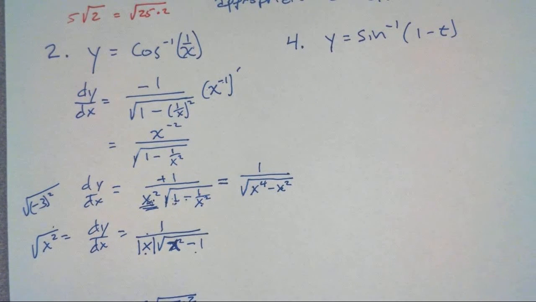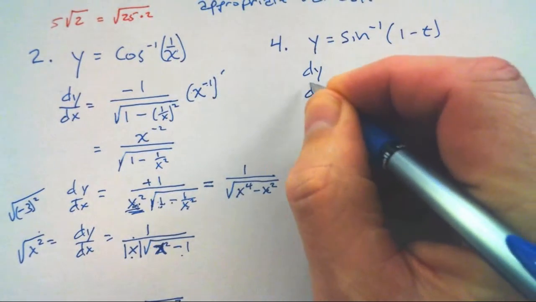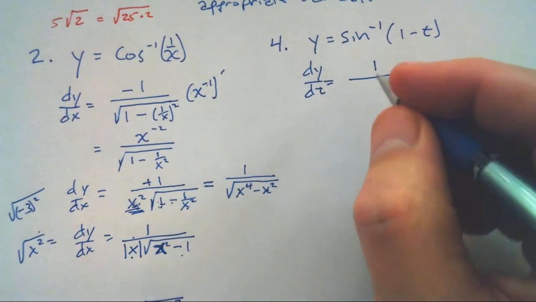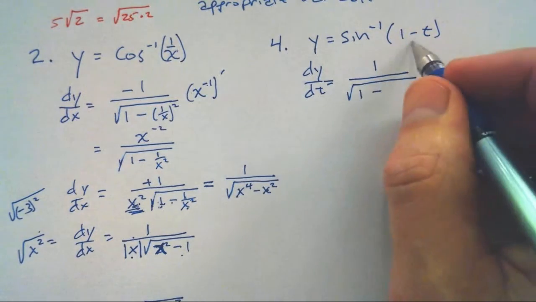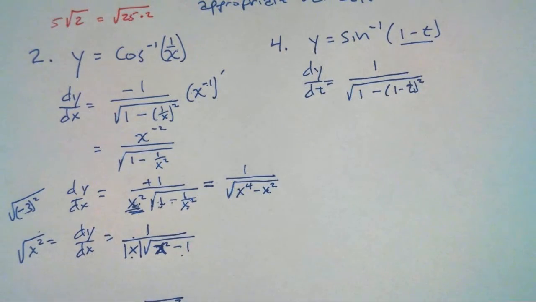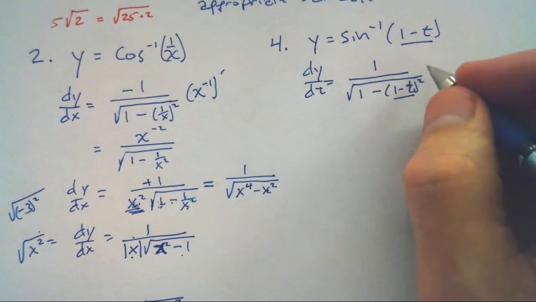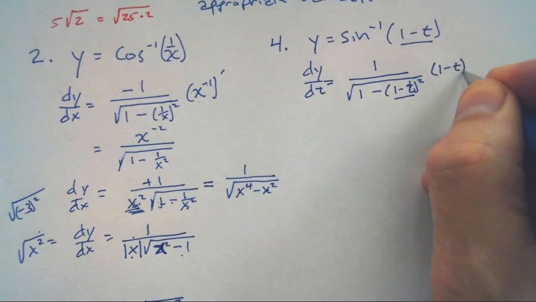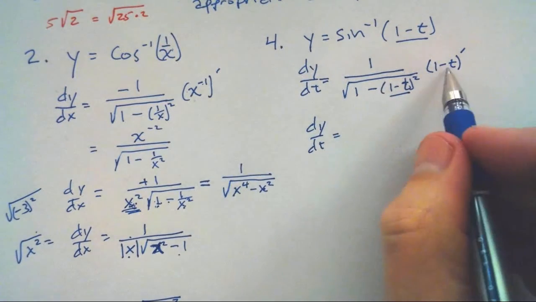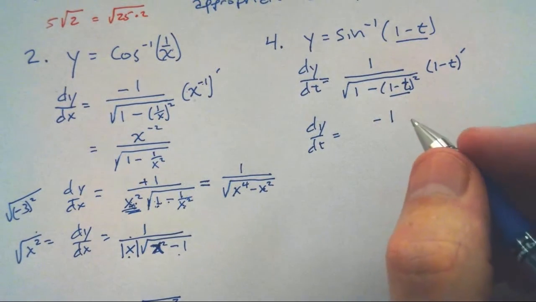Okay, number 4. Here we are to find y equals sine inverse of 1 minus t. So of course this is dy dt. Sine inverse's derivative is 1 on square root of 1 minus the argument, or the baby function, squared. If this was x, I'd be done here, but now I have to treat the baby function, so I have to find 1 minus t's derivative and multiply that on. So I've got dy dt equals, the derivative of negative t with respect to t is negative 1, making my numerator negative 1.